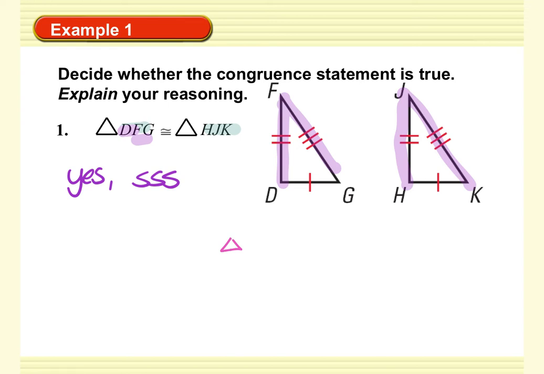Okay. So if I were to rearrange the letters, if I did D, G, F, right? Then what would be the order of the letters from the other side?